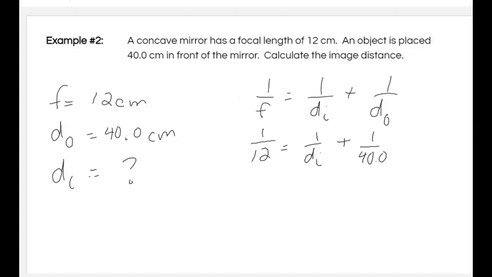Right? So now, since my unknown is right there in that denominator, it's not isolated on its own on one side of this formula. What I need to do is isolate it. So I'm going to move this plus 1 over 40 to the other side of this formula so that I can isolate 1 over di. So let me rearrange this. I've got 1 over 12, and then when I move this over, I'm subtracting it now. Minus 1 over 40 is equal to 1 over di.